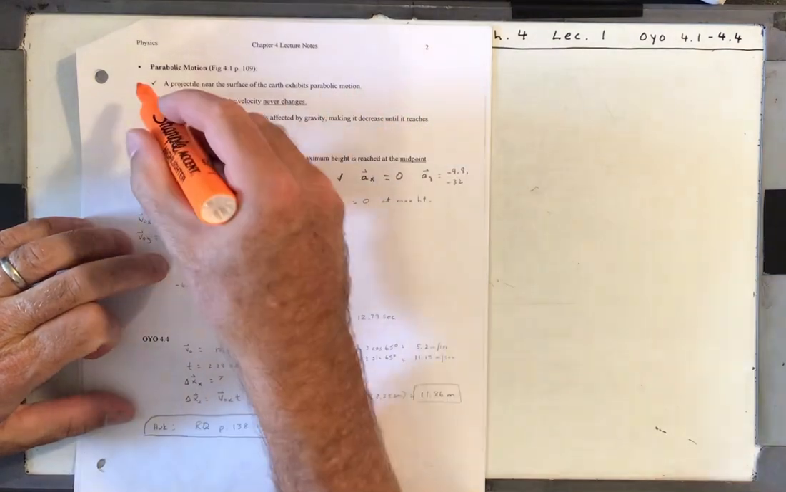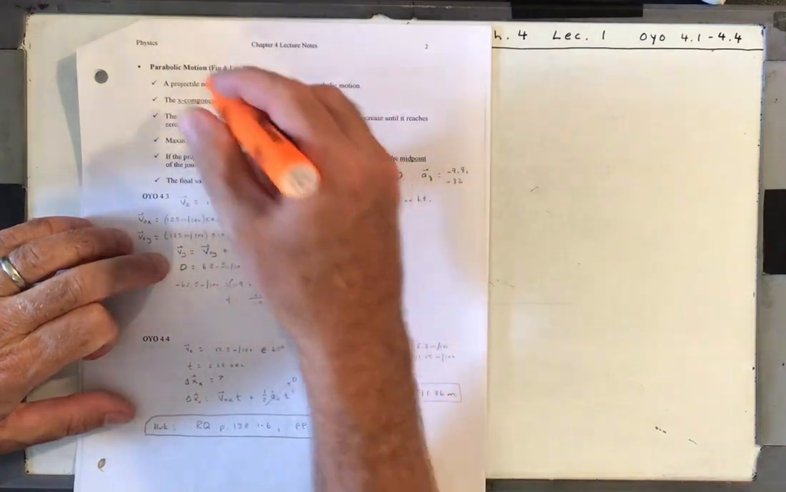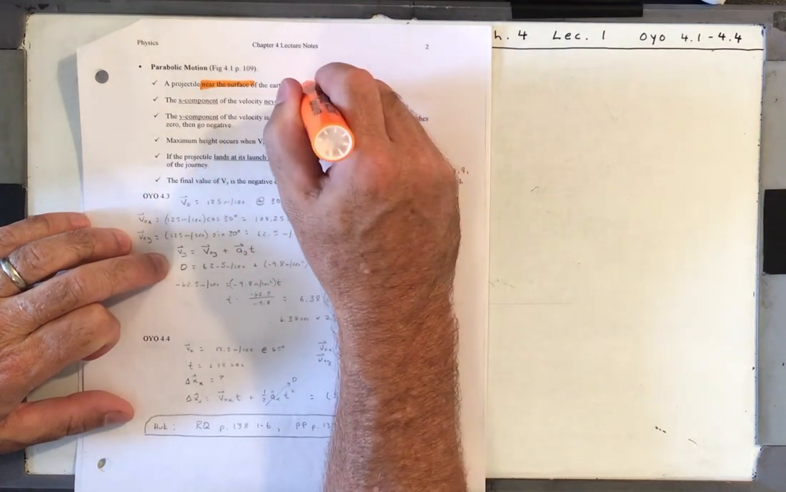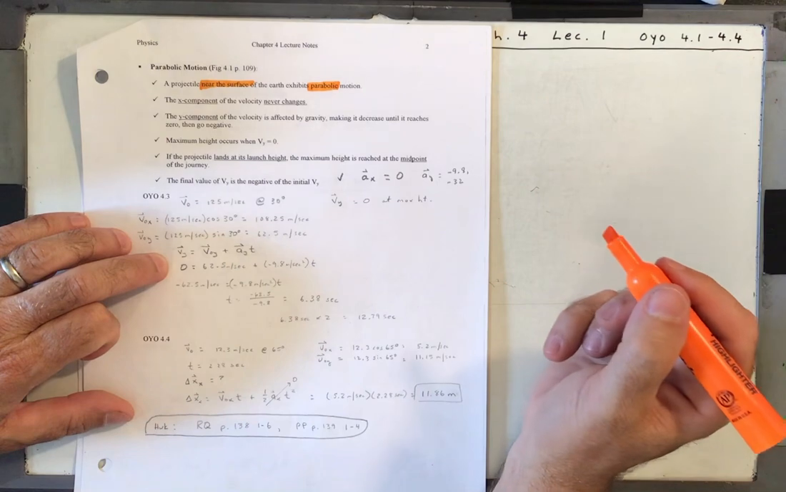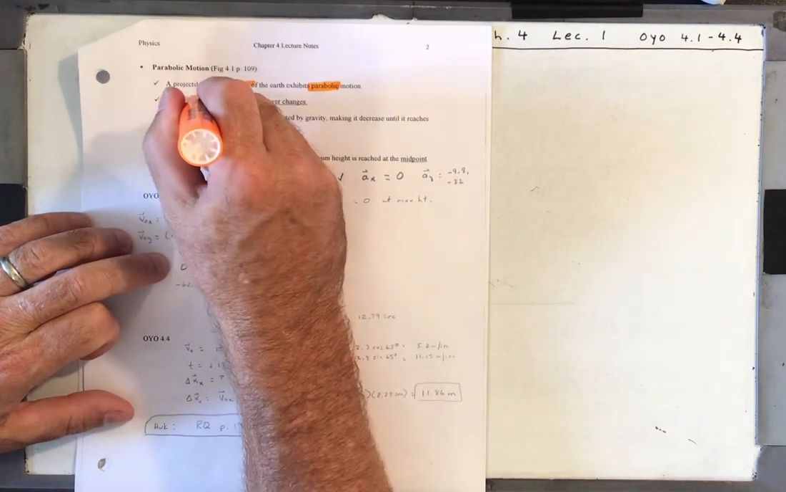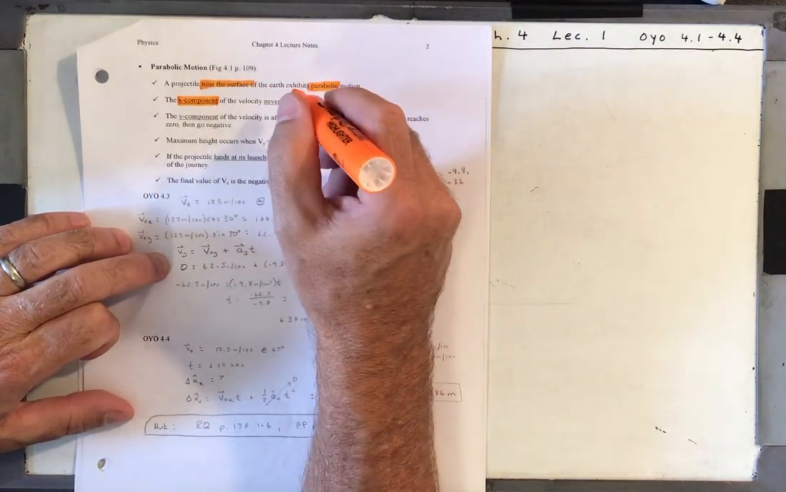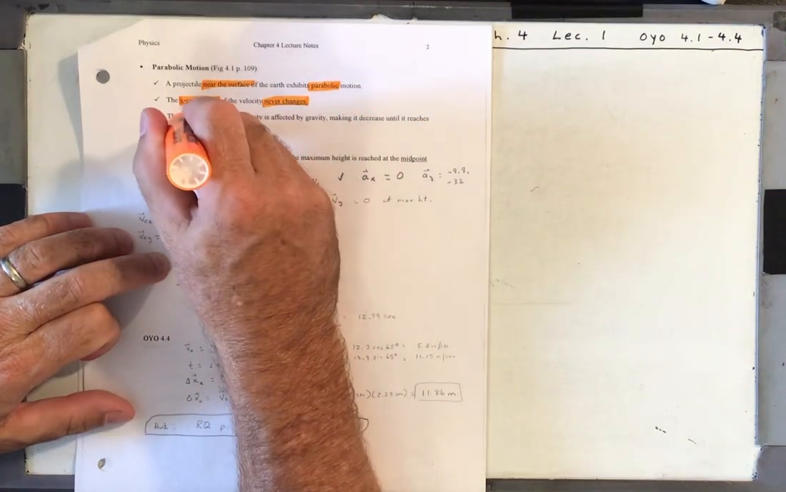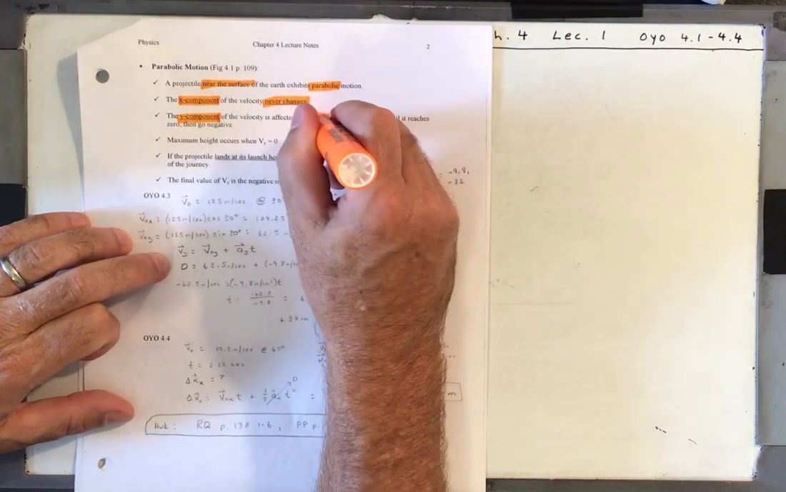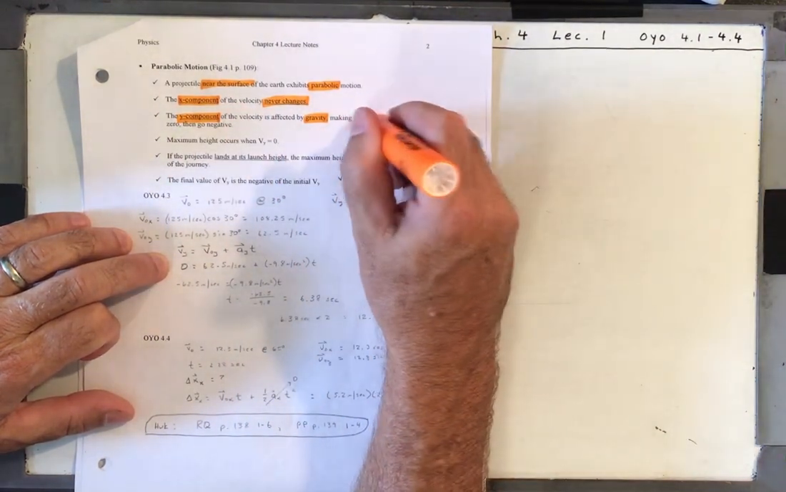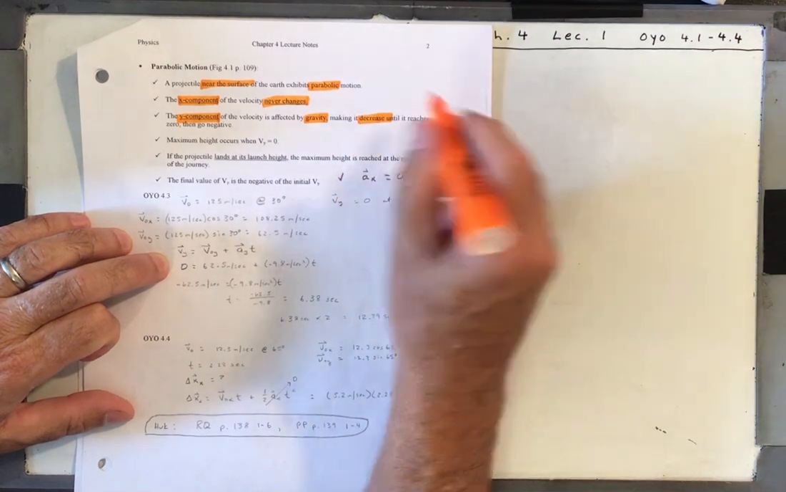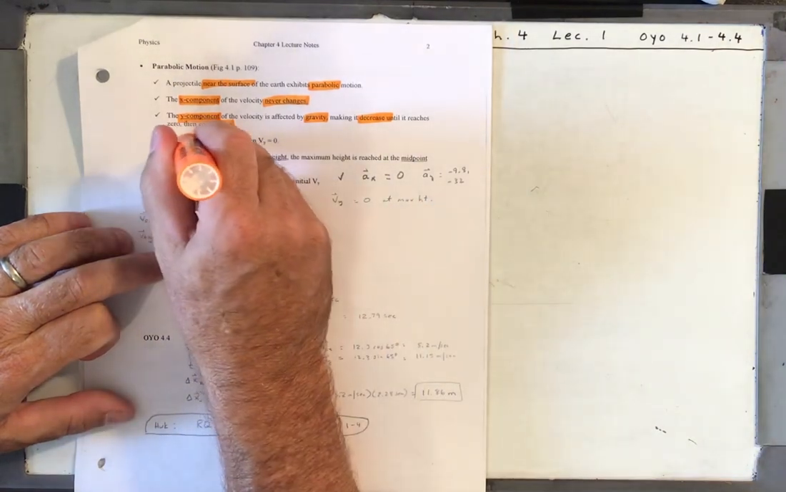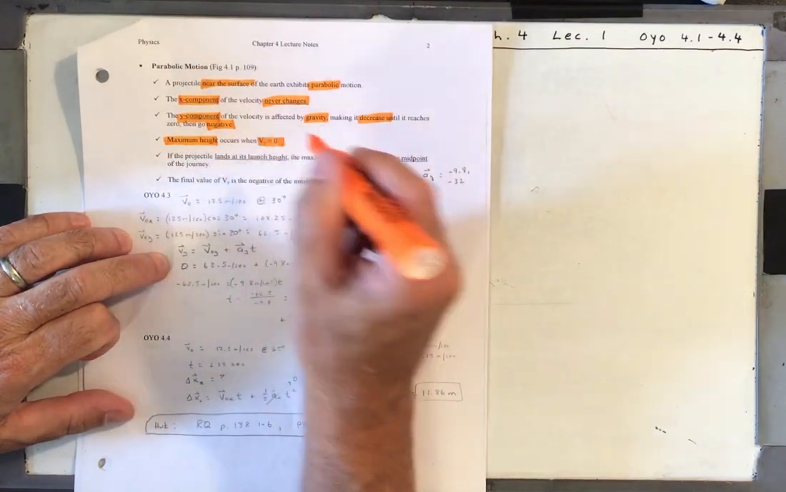So let's look at the top of page 2, and all of these bullets are really important. So I've got them as check marks. A projectile near the surface of the earth presents parabolic motion. This part's really important. The x component of the velocity never changes. The y component is affected by gravity. It decreases until it reaches 0, and then it goes negative. The maximum height occurs when v sub y is equal to 0.